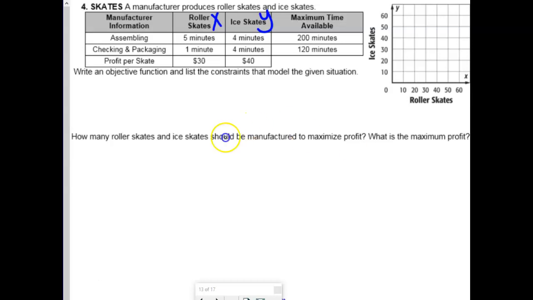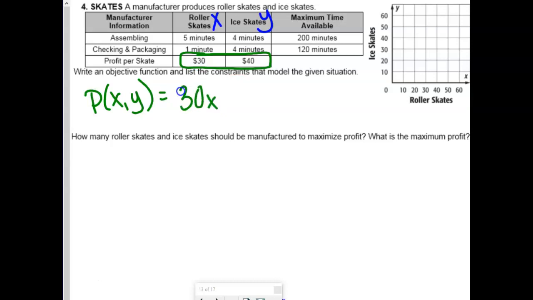First, they want me to write an objective function. Let's get these numbers out of the way. These are the profit numbers that they make. And you can call your profit function whatever you want. I like to call it P of XY, instead of F of XY, because P stands for profit in my head. And then $30 for every pair of roller skates and $40 for every pair of ice skates. We're going to come back to that objective function later.